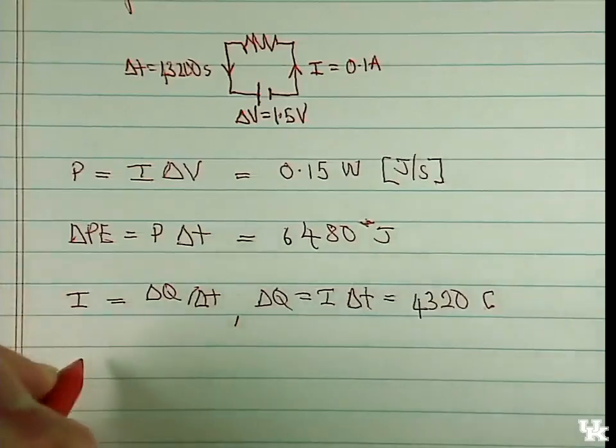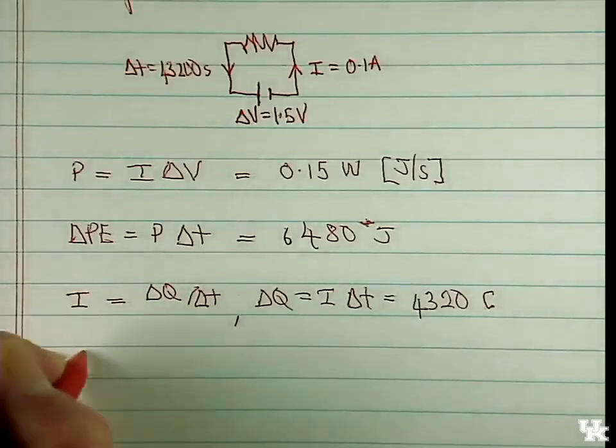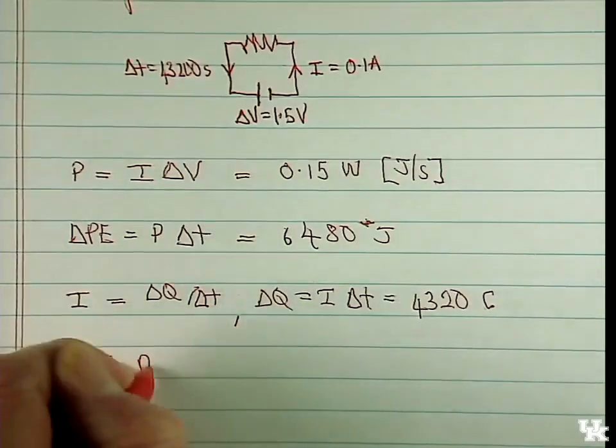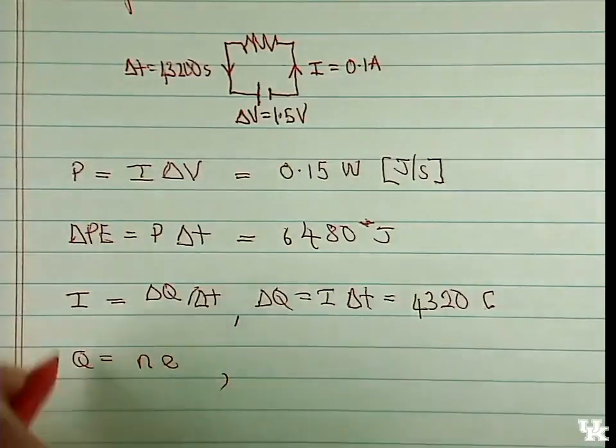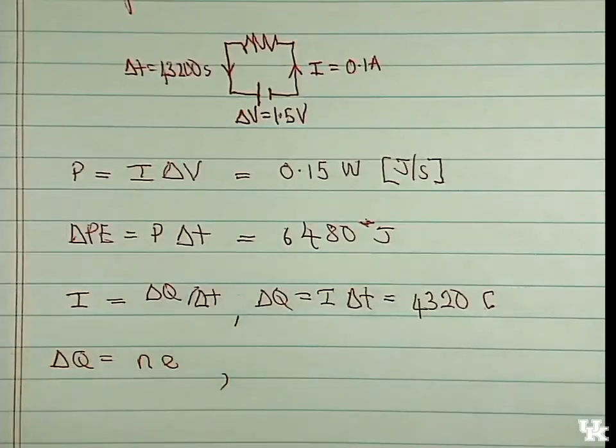If we want to calculate the number of electrons, how am I going to calculate that? This is the last step. The amount of charge that got pushed around, delta Q I called it, is the charge on each electron multiplied by the number of electrons that were pushed around the circuit. I'm going to call n that number of electrons.